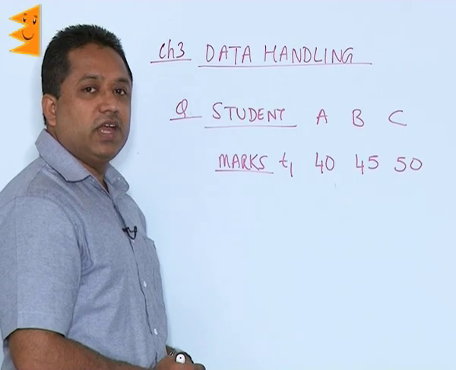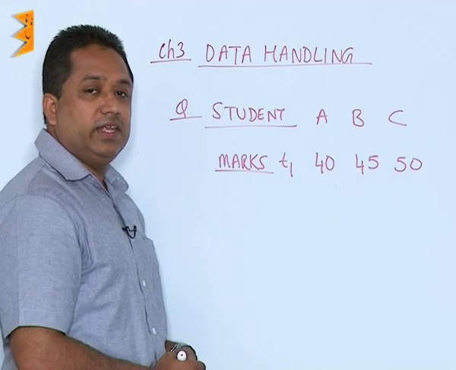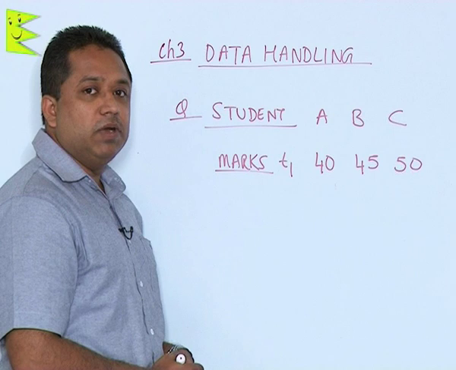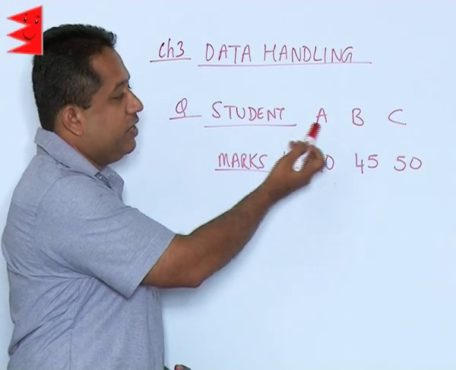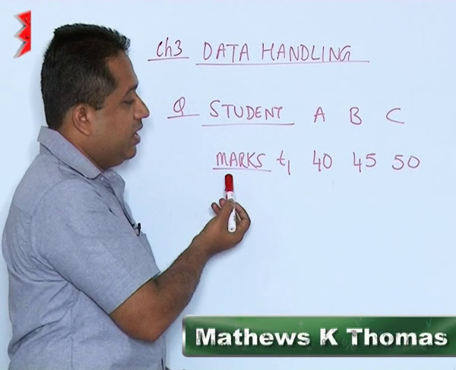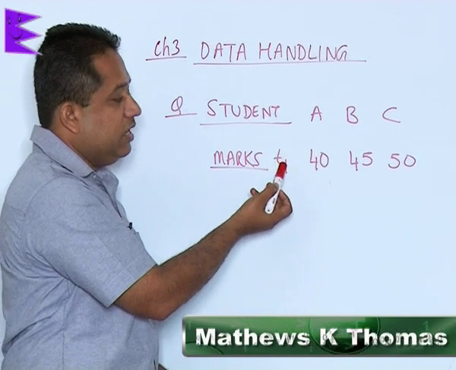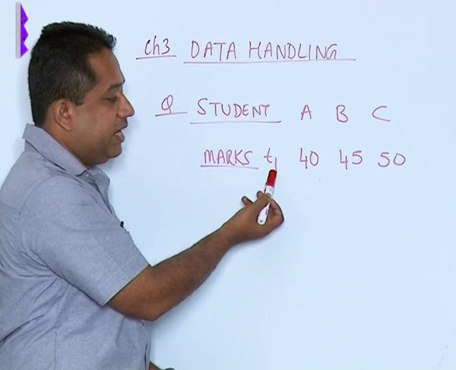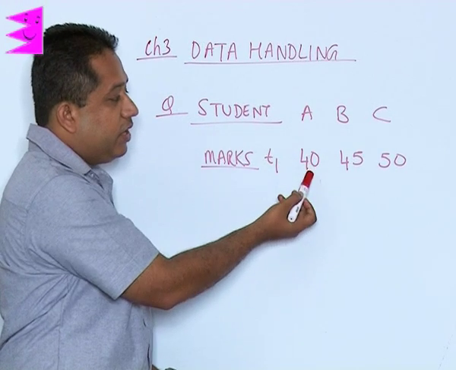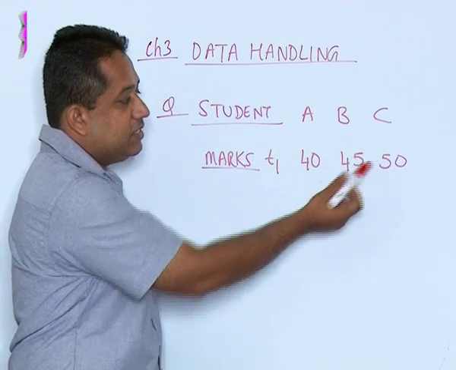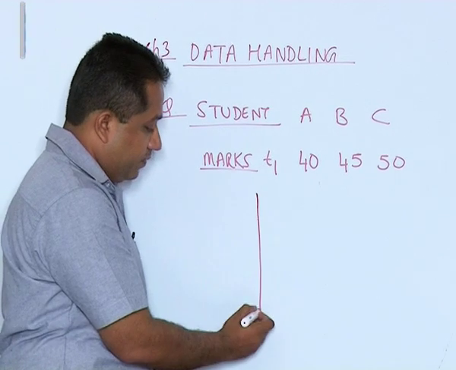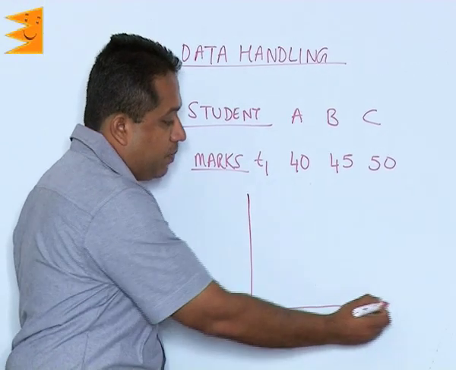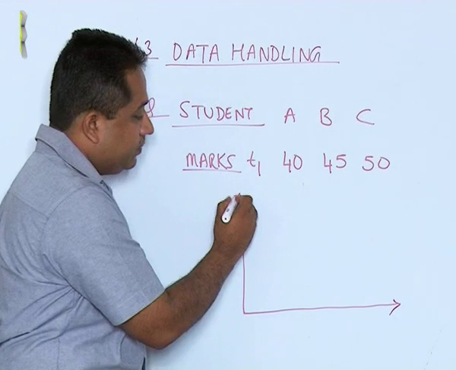Next we are going to see how to represent data either on a bar graph or a double bar graph. Now here we have some data in front of us. There are 3 students A, B and C, and we are comparing the marks in the first test represented by T1. So A is getting 40 marks, B 45 and C is getting 50, and we have to represent this on a graph. So we are going to make a bar graph for this.